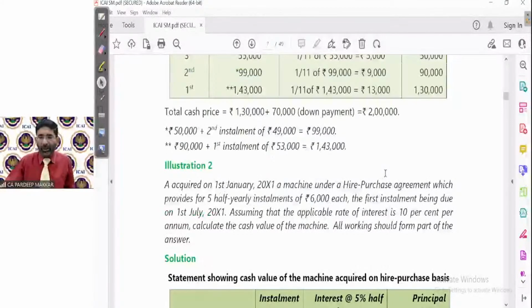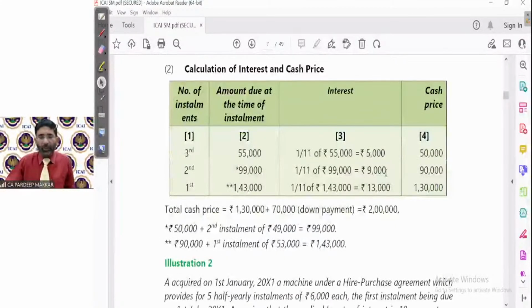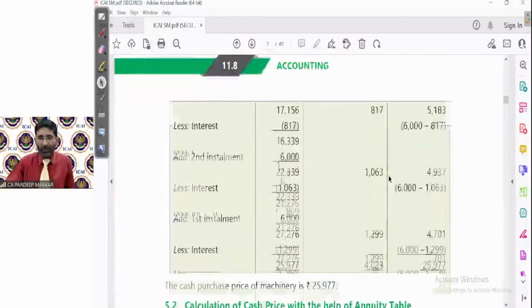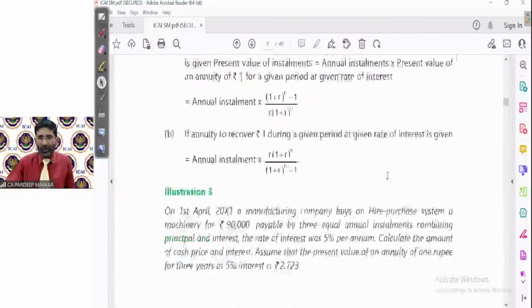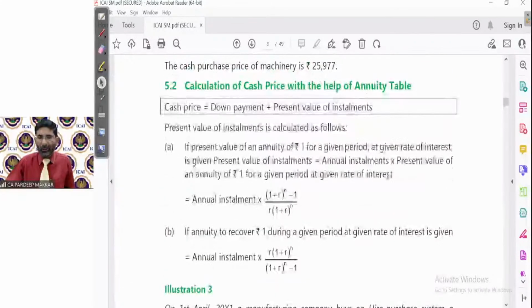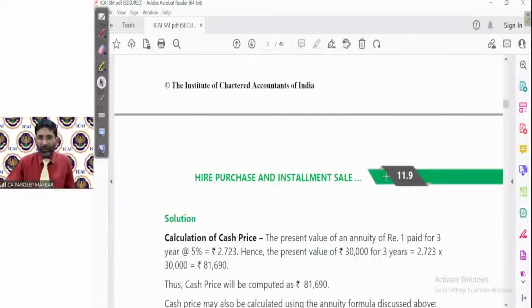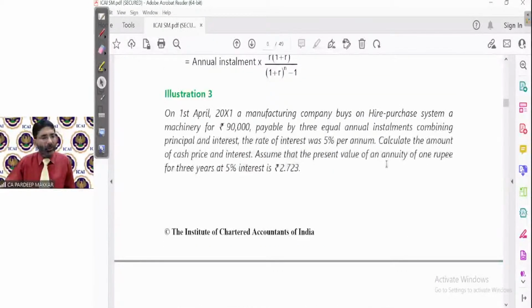Good. Okay. So this was illustration number 1. Maybe you have done it. Illustration number 2, have you done it? Beta, quickly tell me. Illustration number 3, I have not given to you maybe. This is regarding your present value method. So this is not given to you. It's a comparatively simple illustration.